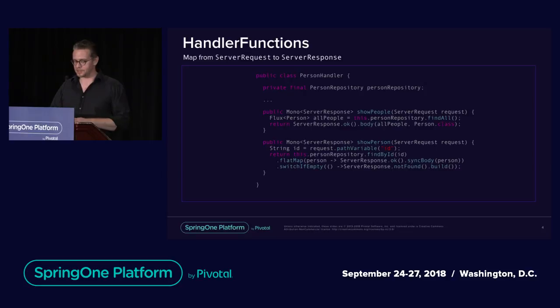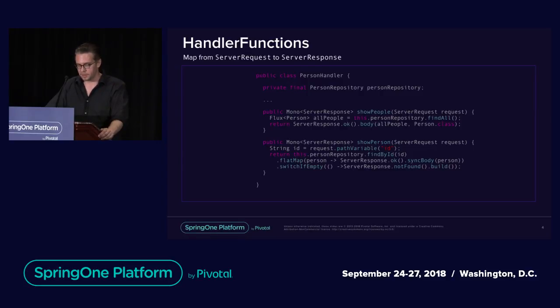Second example is a bit more complex, maybe. So we have another request coming in, and we want to use a path variable right here. We have sort of a master detail list, right? So people, all people, and then we have individual persons. So we're looking up a path variable that gives us a string ID, and then we're going to use the same repository to find the person by that ID, that will return a mono of person, right? A single person object. And we're going to flat map that. So we're going to map that to another server response with that person as the body.